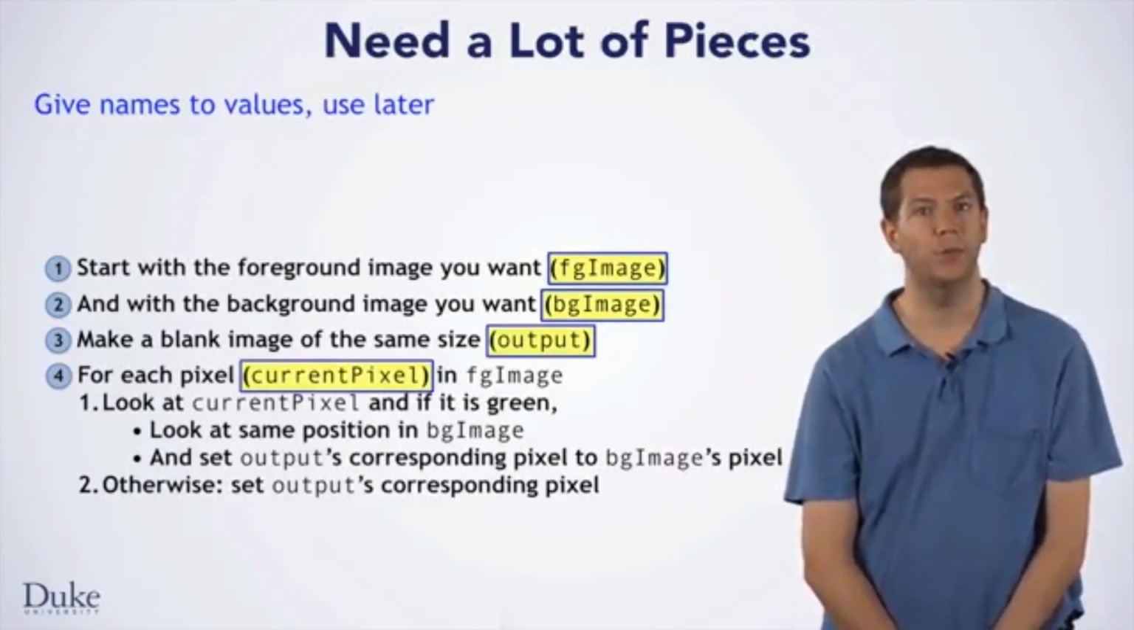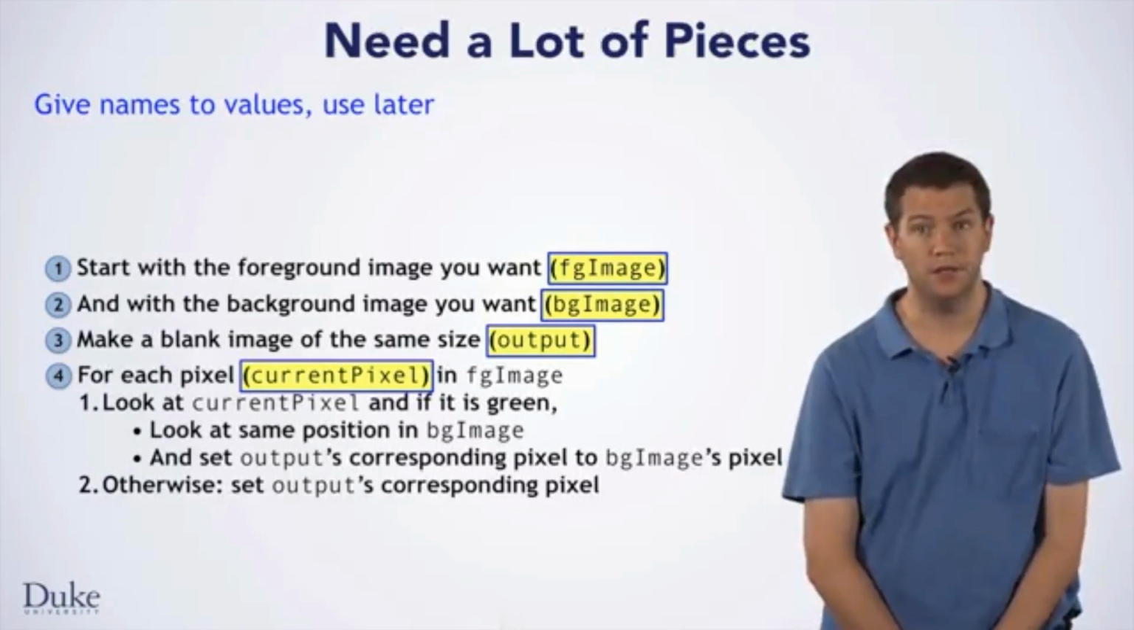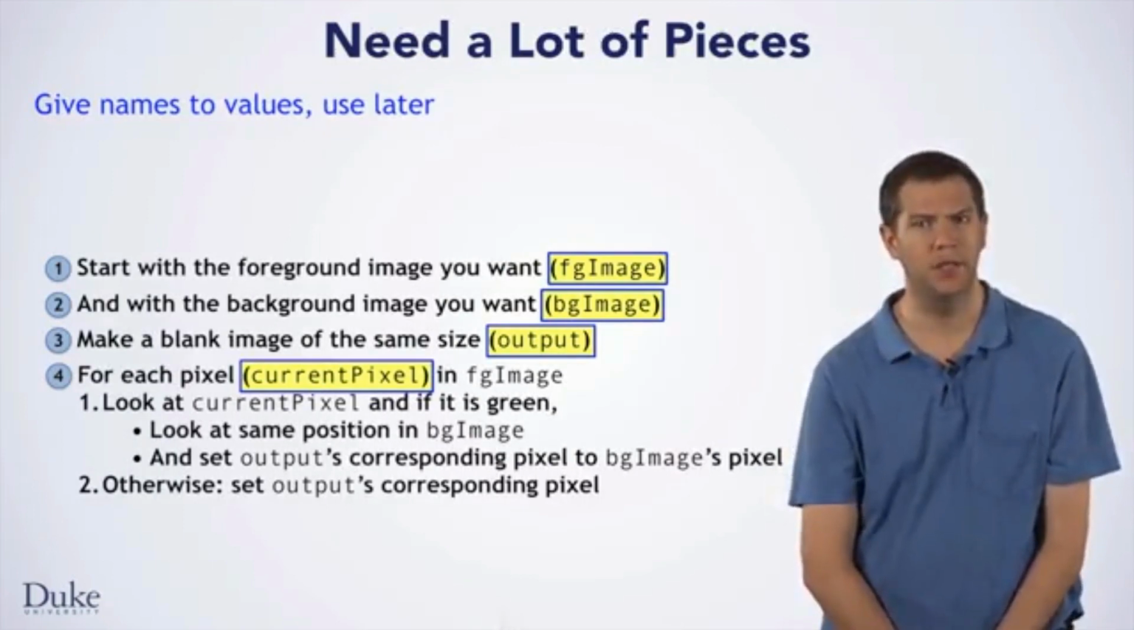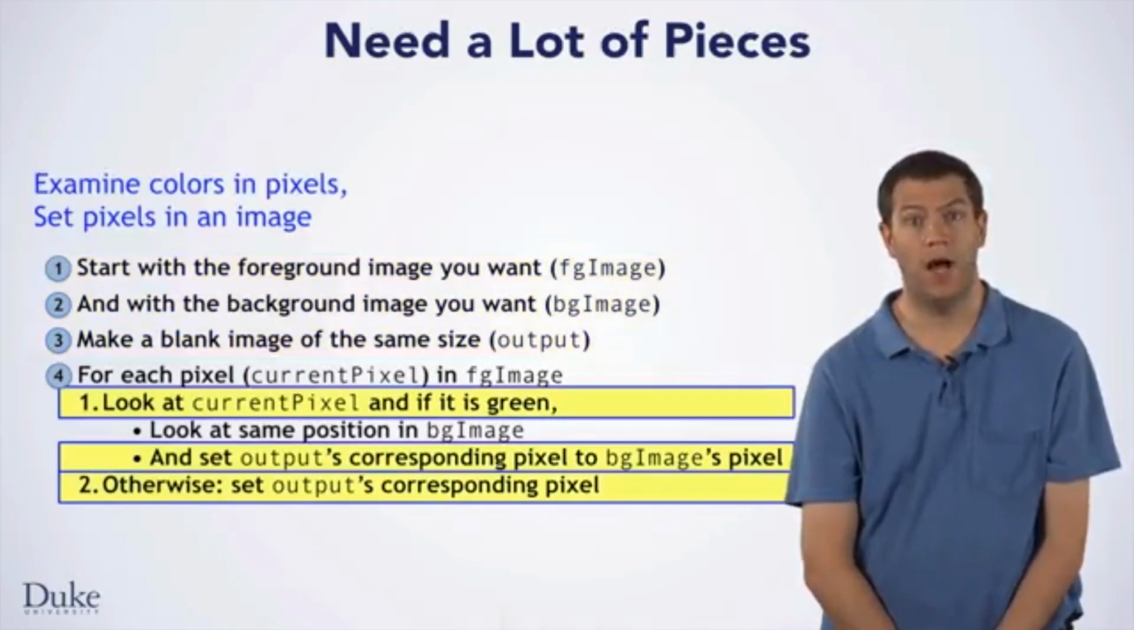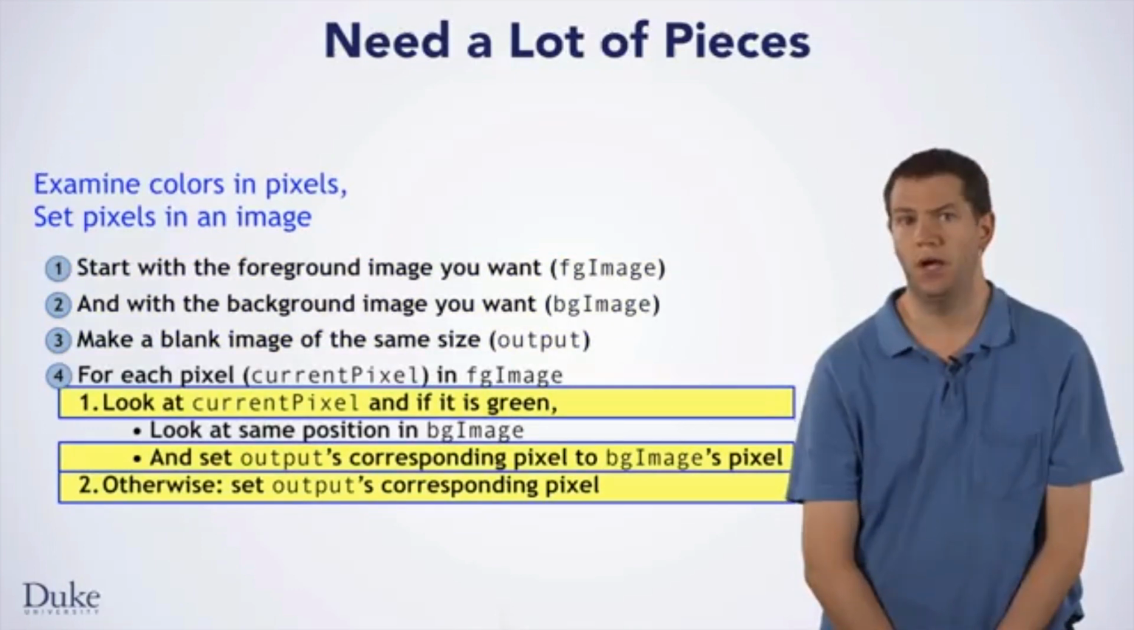One thing you need is a way to give names to the values your algorithm comes up with. In the English description, we refer to them as FGImage, BGImage, output, and current pixel. These are going to turn into variables in your code, which you will learn about momentarily. You also need a way to make images, whether reading in an existing image or creating a blank image. You need a way to operate on these images and their pixels, looking at particular pixels, seeing what color they are, and setting the pixels in an image. You'll learn about these soon.